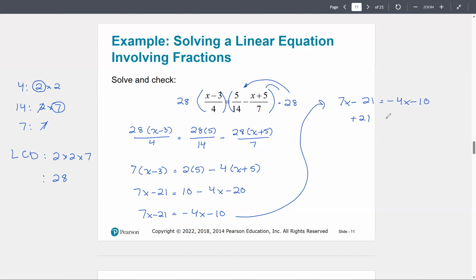So let's add one of the constants. So we'll do the 21. So I have 7x is equal to minus 4x plus 11. Then we can add the 4x to both sides. And we're going to have, well, 11x equals 11. So x is equal to 1. Oops, sorry. Let me put that little step in there. Minus 11, so we get the x by itself. And then we get x is equal to 1.